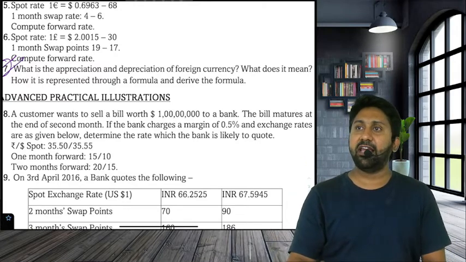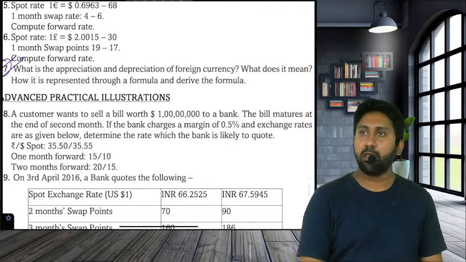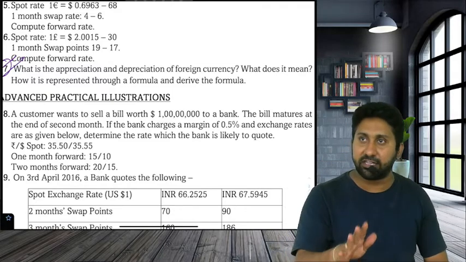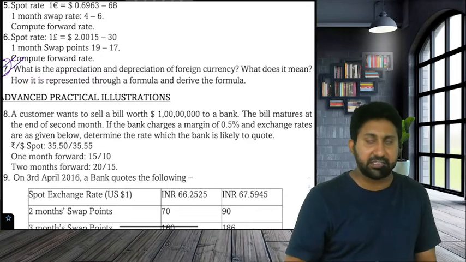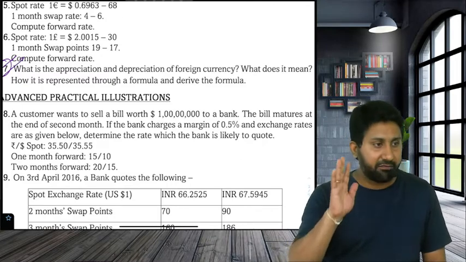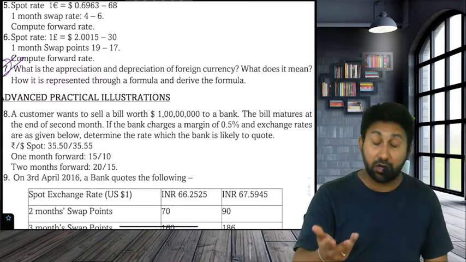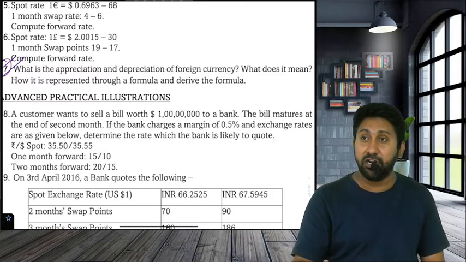This is a fairly lengthy discussion. Understanding this concept will take 15 minutes. Notes writing and the other things and doing a problem will take another 15 minutes. So it will be a half an hour discussion on this concept called appreciation and depreciation in foreign currency.